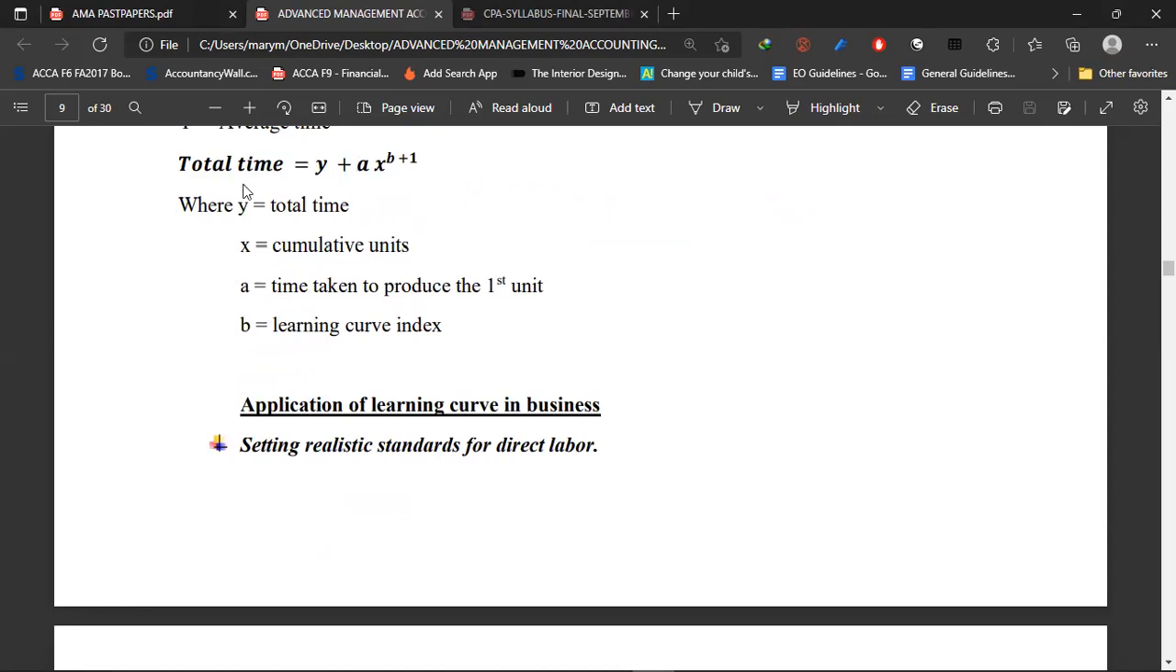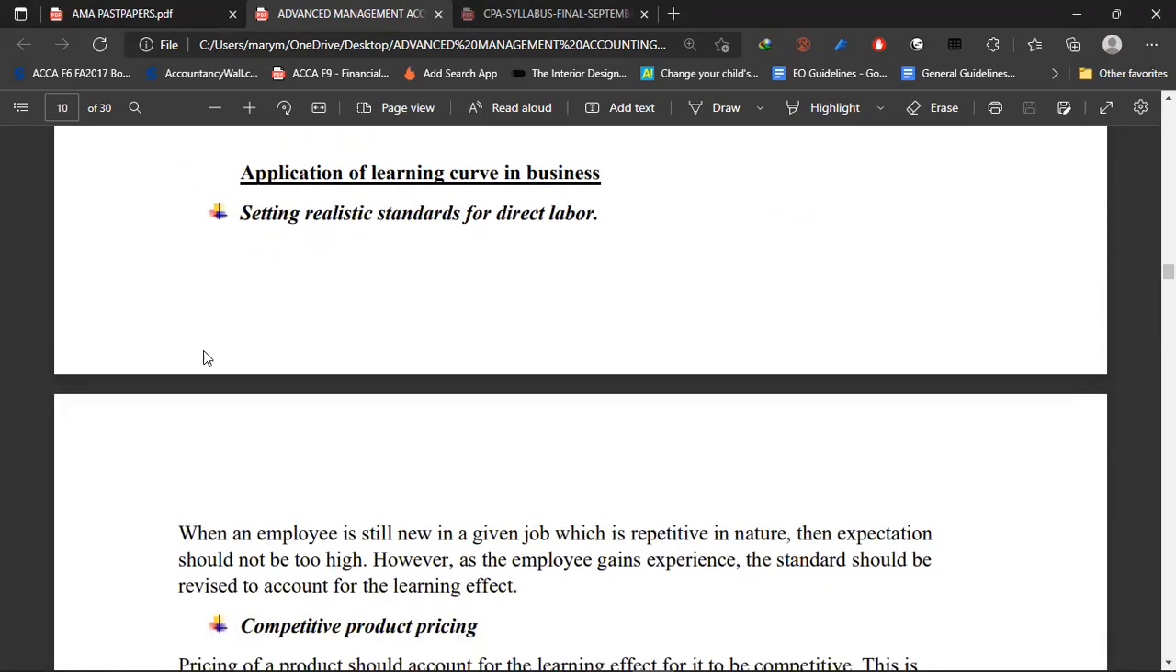So Y is our total time. When Y is the total time, X is the cumulative units, A is the time taken to produce the first unit, and B is our learning curve index. So I want us to do a lot of questions. And within a period of 1 hour, we shall come back here and look at the application of learning curve with businesses.